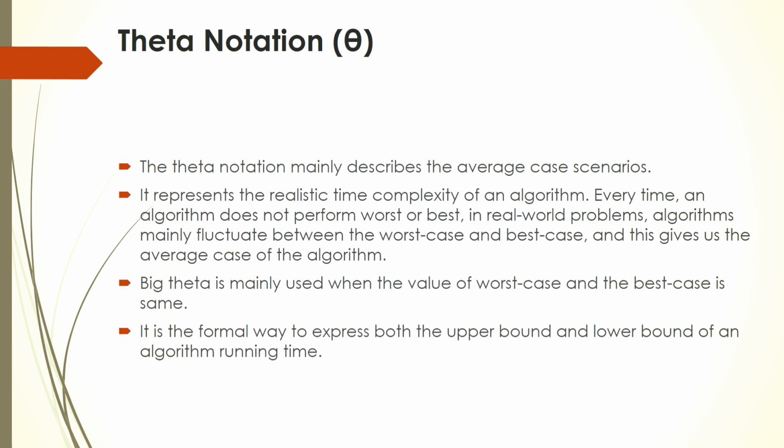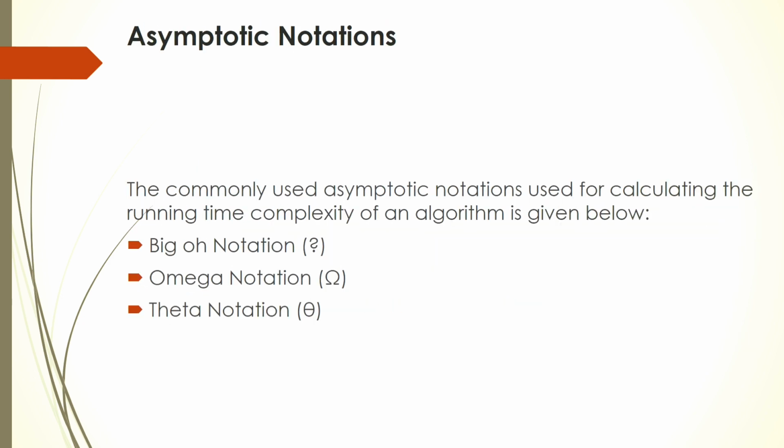Every time an algorithm does not perform worst or best in real-world problems, algorithms mainly fluctuate between the worst case and the best case, and this gives us the average case of the algorithm. So big theta is mainly used when the value of worst case and the best case is the same. It is the formal way to express both the upper bound and lower bound of an algorithm's running time. So these are the notations which we have learned.